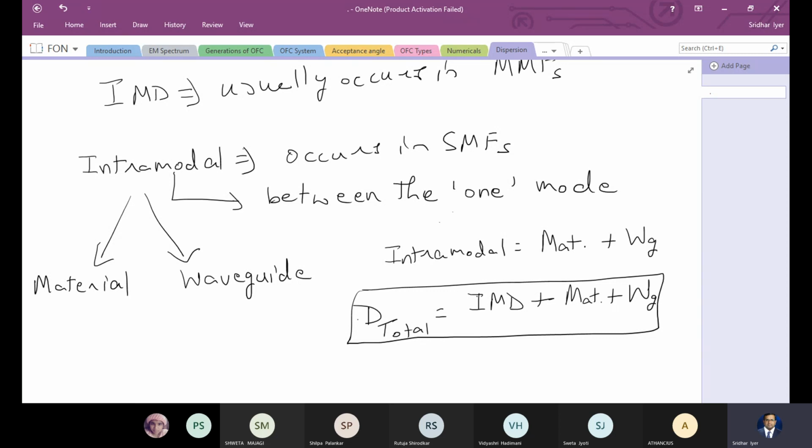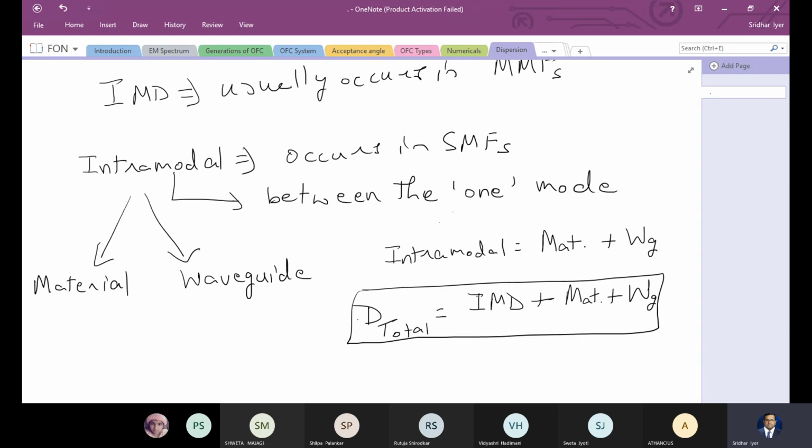Now, based on these properties of the dispersions, we can also design different kinds of fibers, and those kind of fibers will help us reduce. The catchword is reduce, not get rid of. Okay. So these kind of special fibers will help us reduce the dispersion at certain wavelengths. Okay. So we'll see what those kind of fibers are as we move on.